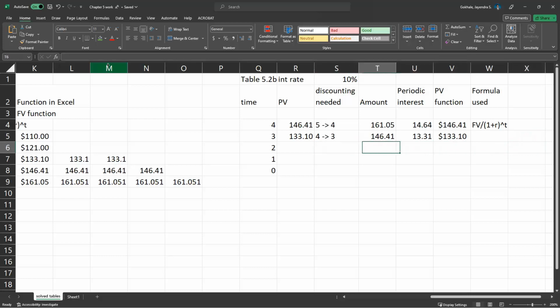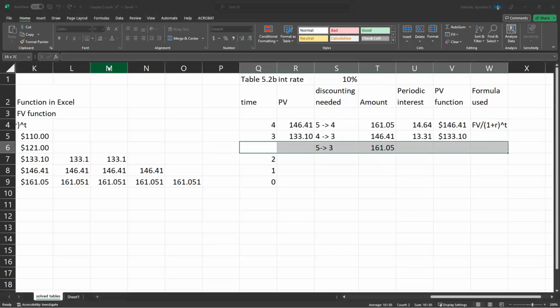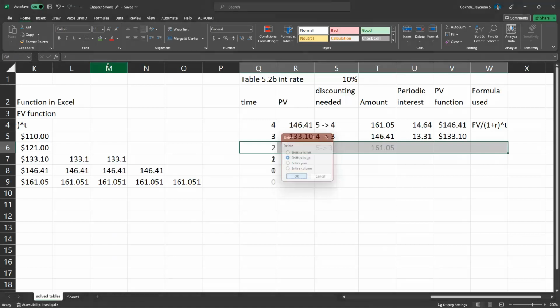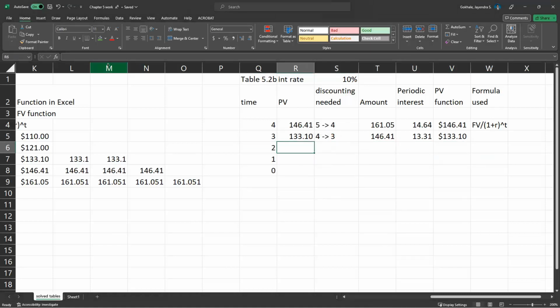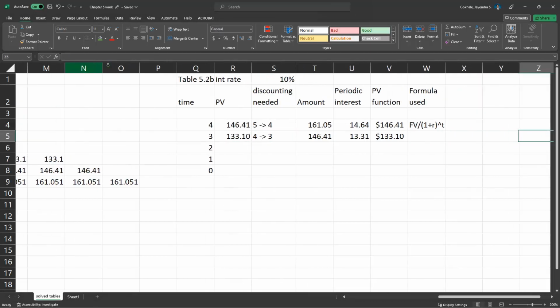Or we can insert a row here. So let's insert the row here. So two things, 5 to 3. How can we do that? Well, since we know that the future value is 161.05, we should not do it here because the formula that we've created will wobble around. So shift cells up, let's just remove it. This looks good the way it is. All right, but we can do 5 to 3 here.